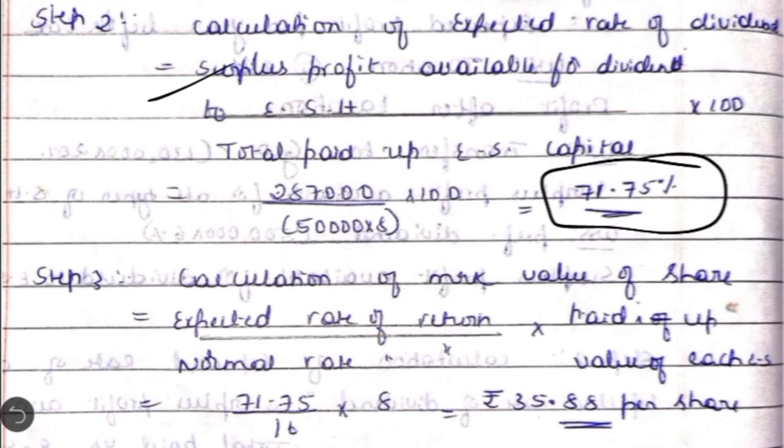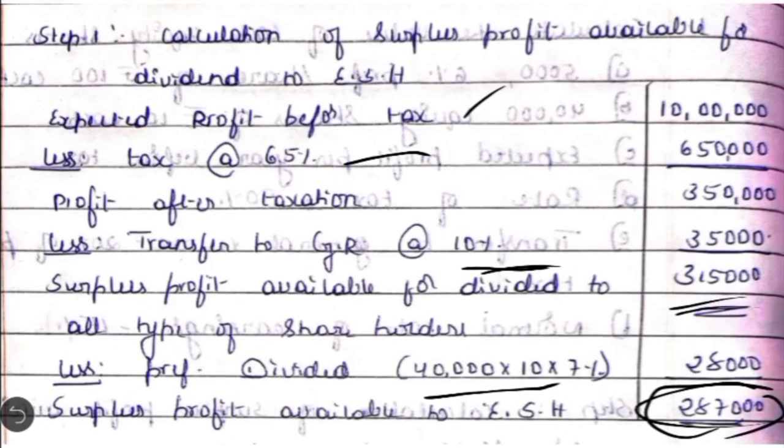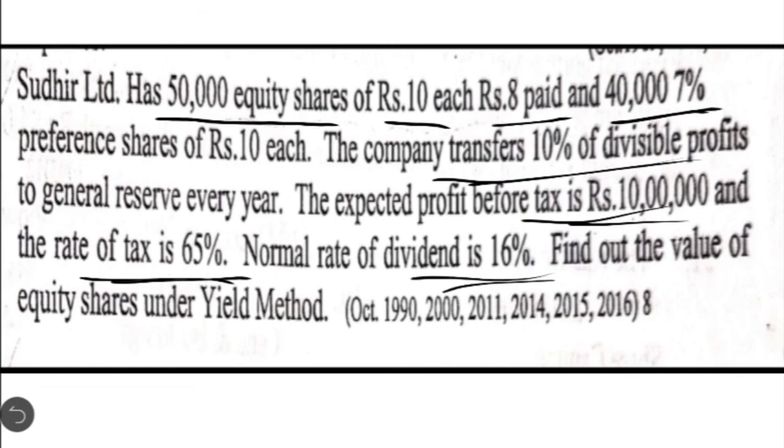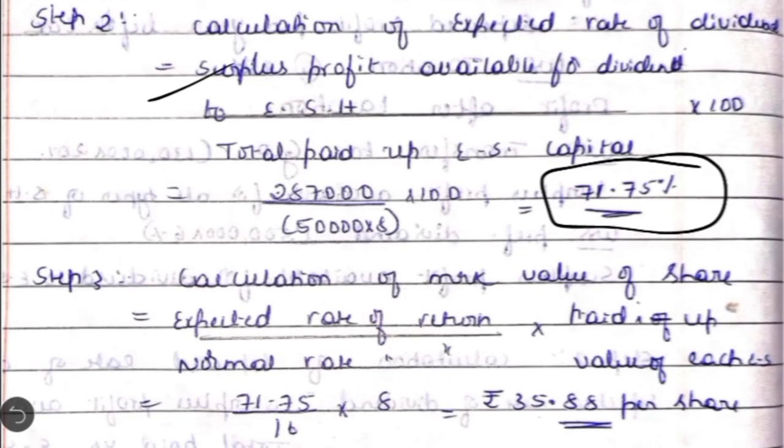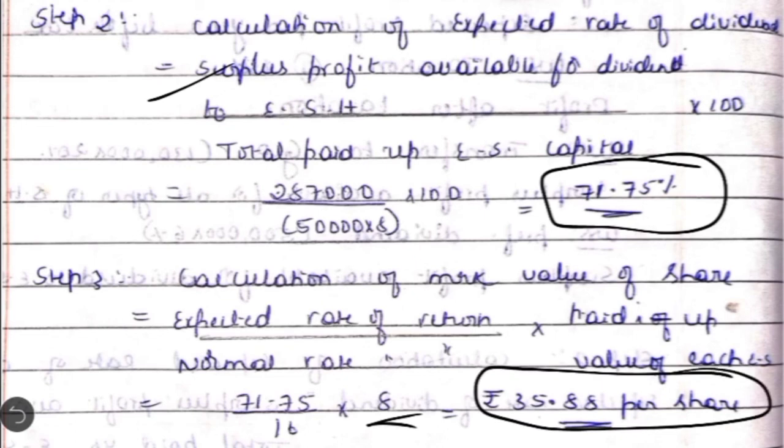Then step 3, we are going to calculate the market value of share. Market value is equal to expected rate of dividend divided by normal rate of dividend into paid up value per equity share. So 71.75 divided by normal rate of return given in this question here is 16. So 71.75 divided by 16 into paid up value, as I said, per share it is only 8 rupees. Okay, so when you simplify this, you will get rupees 35.88 per share as the market value of the share.